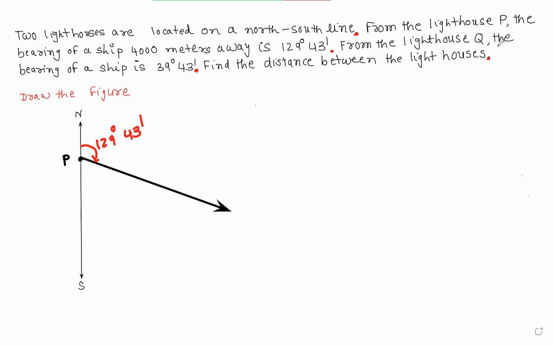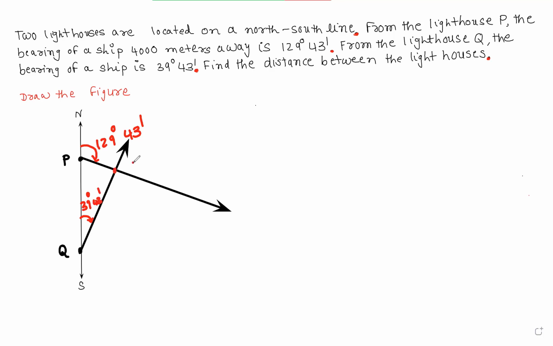From the lighthouse Q, the bearing of a ship is 39 degrees 43 minutes. Let's say my point Q is somewhere here on a north-south line. This is a bearing problem using method 1. So from this lighthouse Q, 39 degrees 43 minutes due north will be from here. So let's say that angle is this angle from here to here. So I will label this angle 39 degrees 43 minutes.